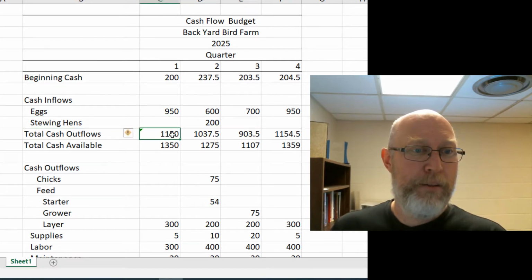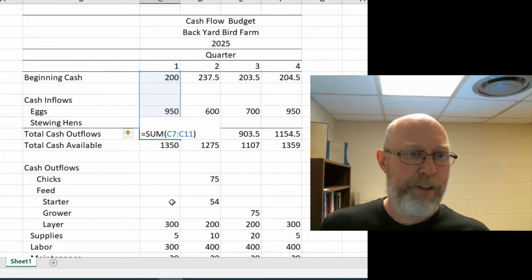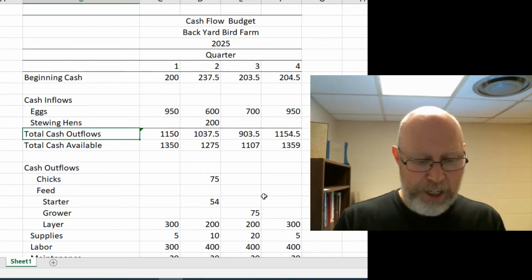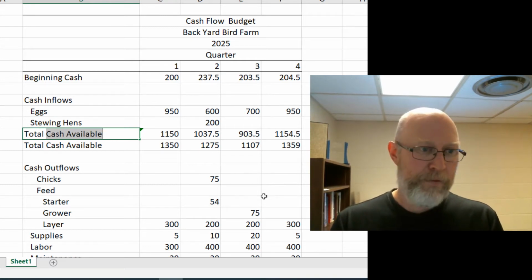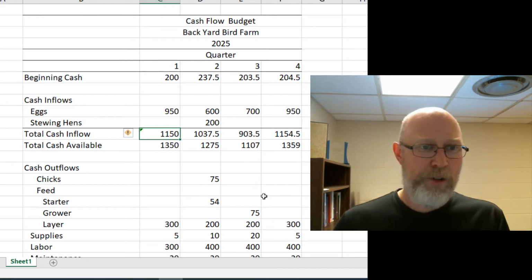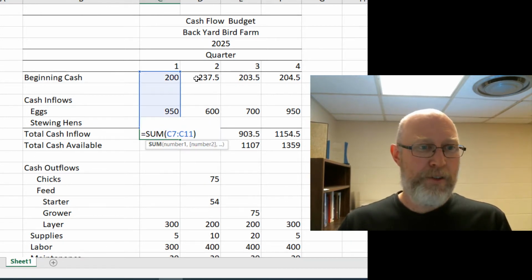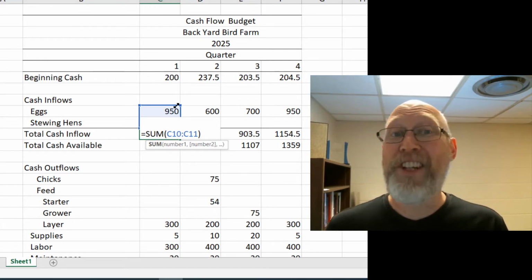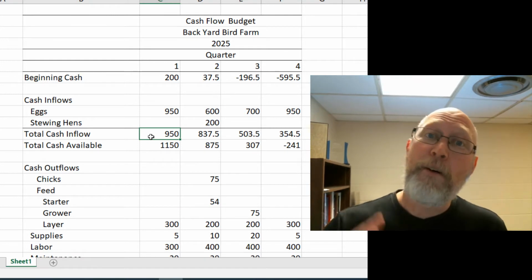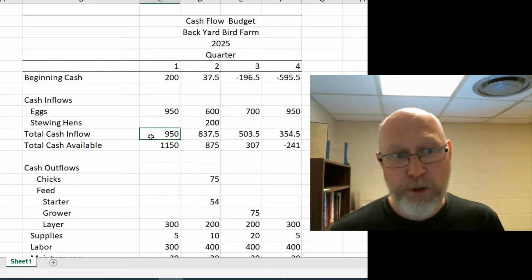I have an error in my spreadsheet. Let's fix that. I'm going to take this number right here. This should say total cash inflow. And this should be the sum of my eggs and my stewing hens. So there's a small error in my spreadsheet, and I just fixed it. And so basically, I've got $950 coming into the business during the first quarter.